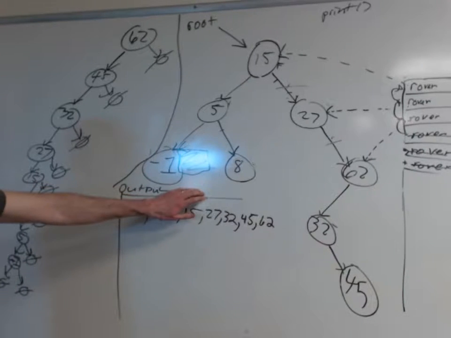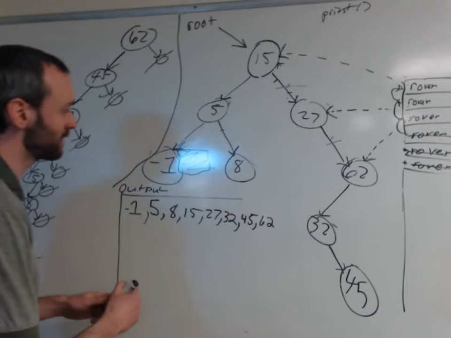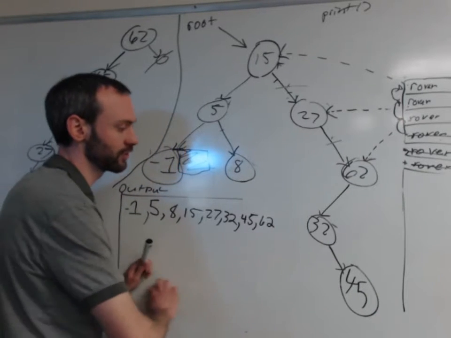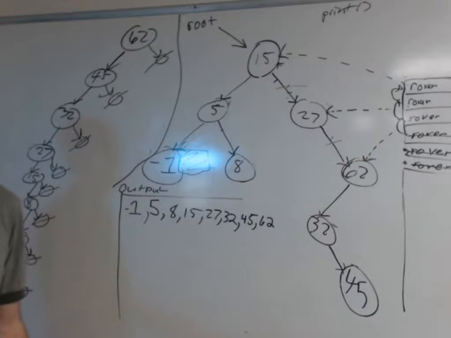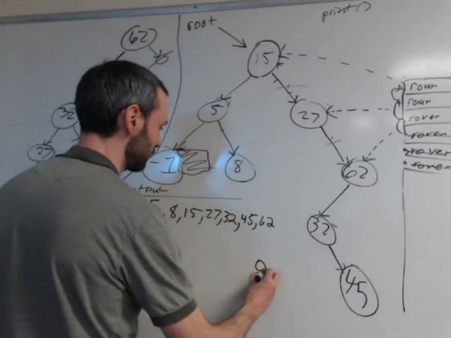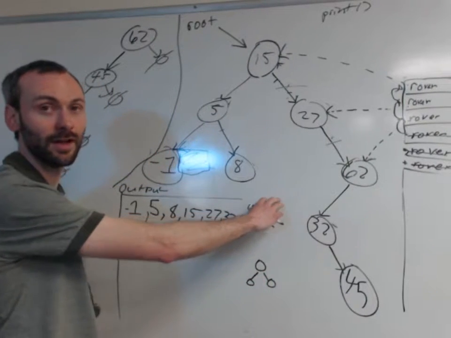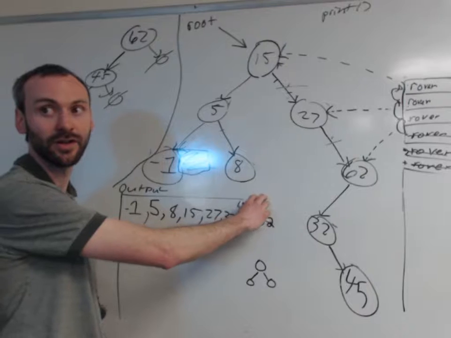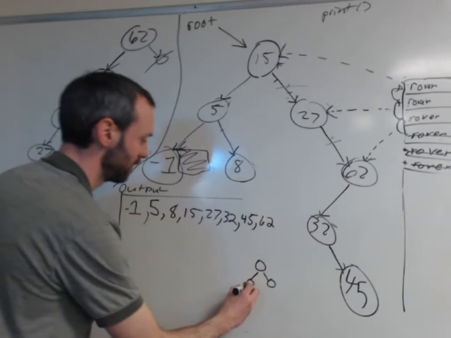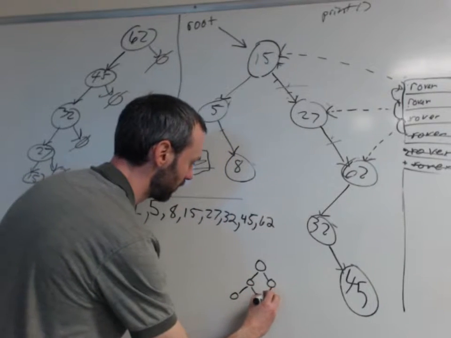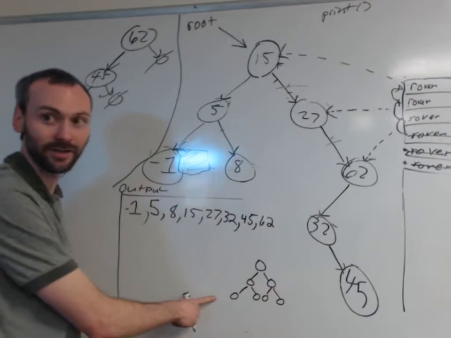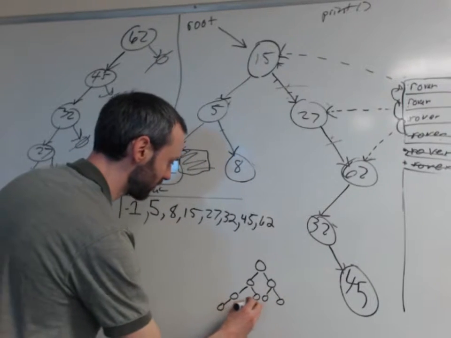So this is not balanced. A balanced binary tree is basically a tree where all the levels are filled out except for the last one. So that's not sorted? No, this is still sorted. It's a binary search tree, but this is not balanced. But a balanced one could look like this as well.